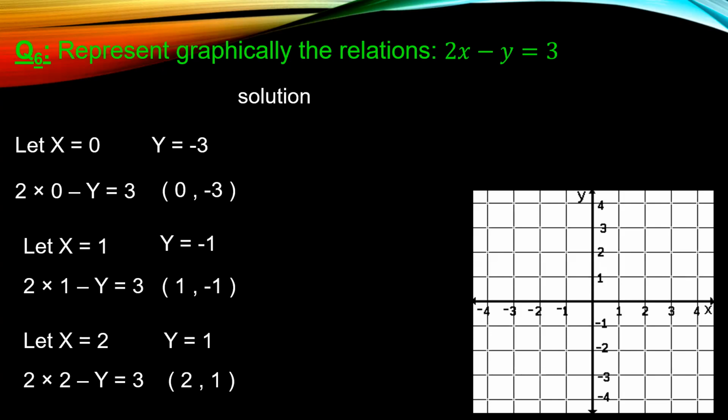Let's represent on the coordinates. The first point is 0 and negative 3. So here 0 and down to negative 3. This is the first point. The second point is 1 and negative 1, so it will be 1 and negative 1 in this place. The third point is 2 and 1. Here 2 and up to 1. The last step, we will match the 3 points. So the straight line represents the relation 2x minus y equals 3.